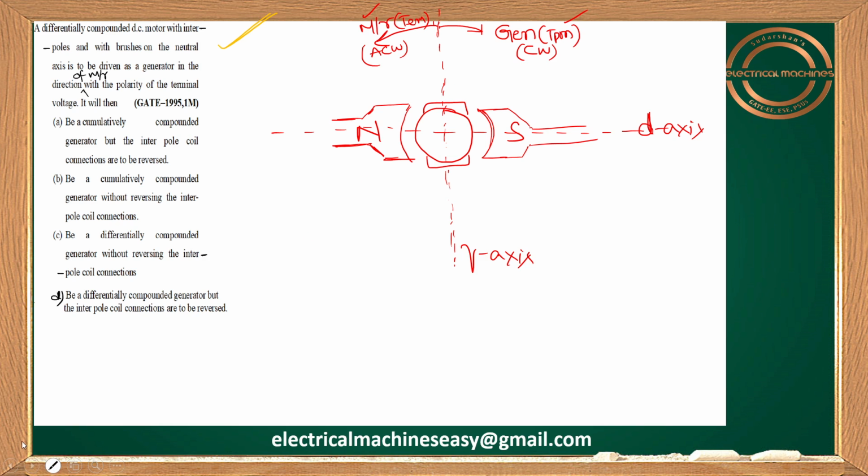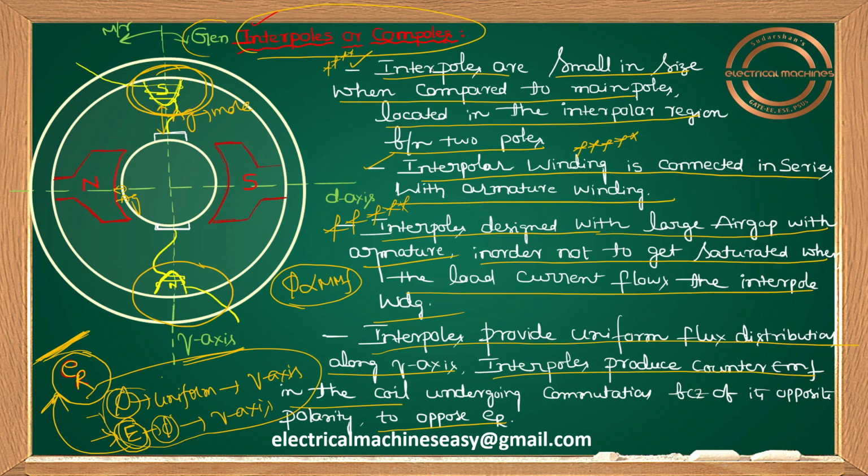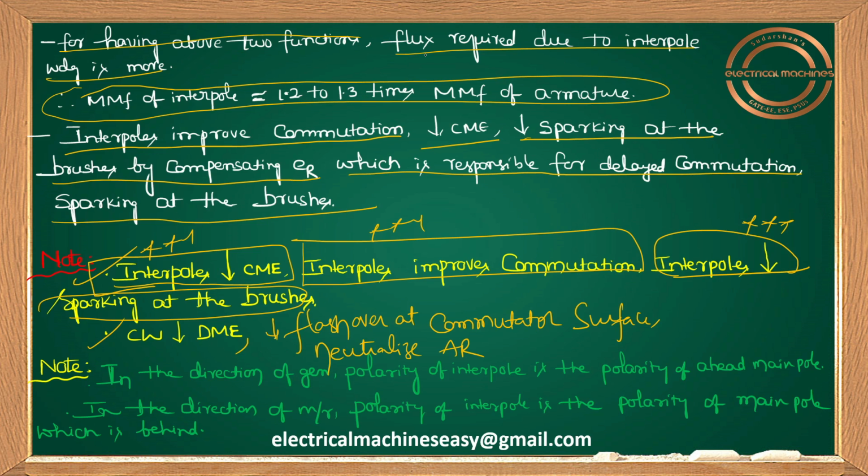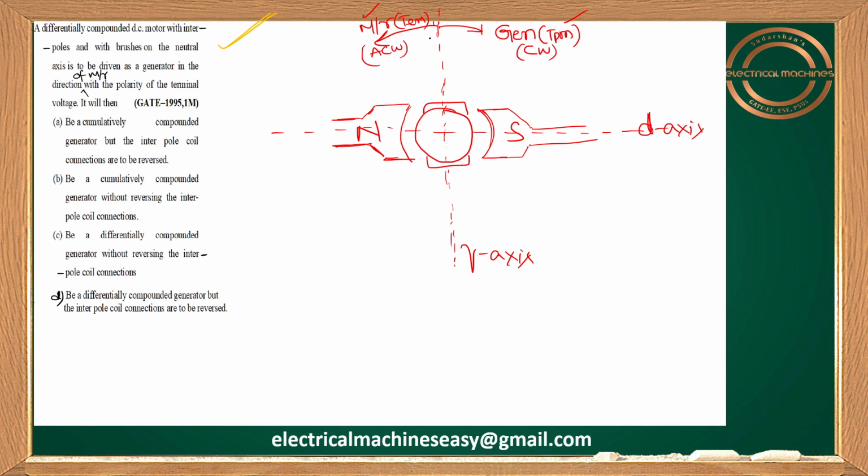Okay, so here in this question, and one more thing, please be careful. Here I should use interpoles. Interpoles should be placed along which axis? I already told you, along the Q axis. Let me show you the interpoles along the Q axis here. And let me take the interpole winding also. It is connected in series with the armature.